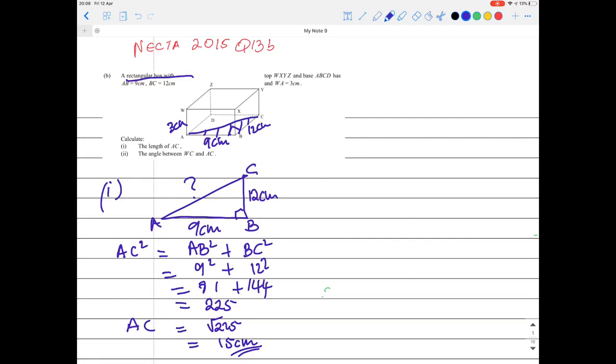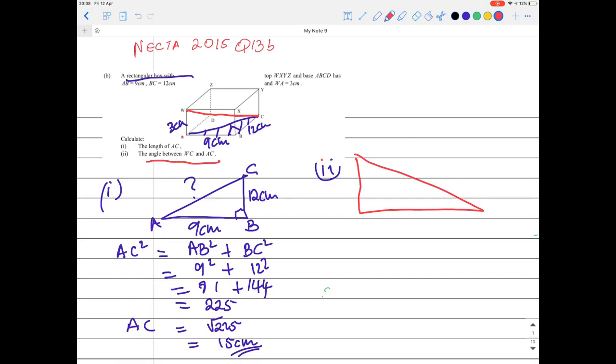Okay, now let's go to II. We've been asked to find the angle between WC, which is over there, and AC. We now know what AC is. So I'm going to draw the triangle over here.